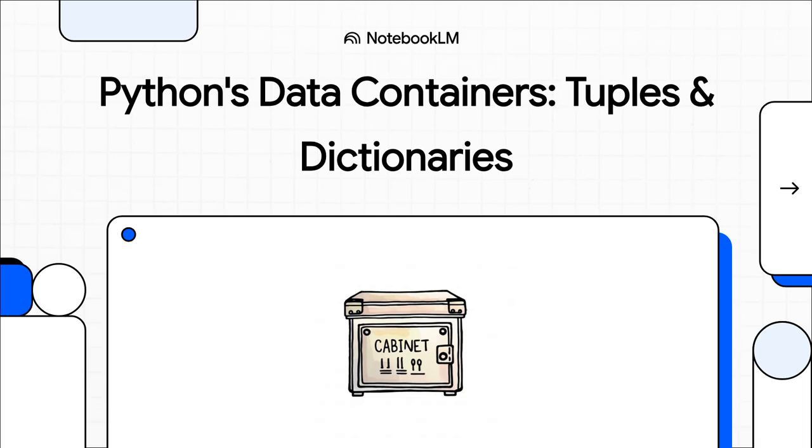So if you've been coding in Python for a bit, you've probably used lists for, well, pretty much everything. But what happens when a simple list just isn't the right tool for the job? Today, we're going to open up the Python toolbox and look at two other essential data containers, tuples and dictionaries. Let's figure out which tool is right for which job.